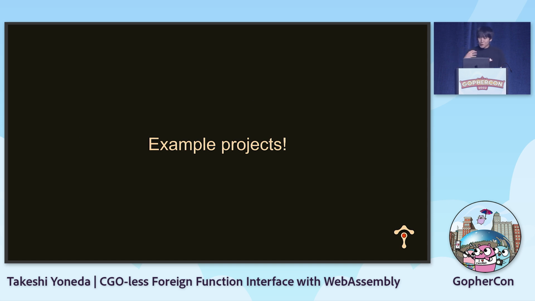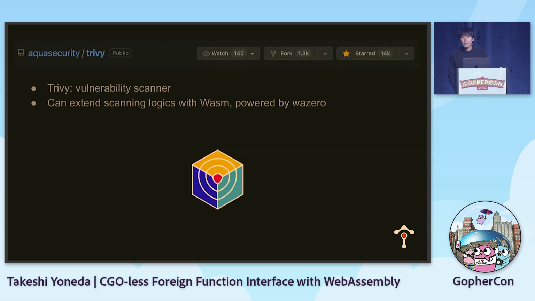So let me introduce some example projects, example users of wazero. One is one that I think everyone knows about. Trivy is a very famous vulnerability scanner, and it has a mechanism called Trivy modules, which basically allows us to run WebAssembly modules to extend the default functionality. So very, very powerful features. If you are interested, please check out their documentation, because they have a lot of extensive documentation. So yeah, please check it out.